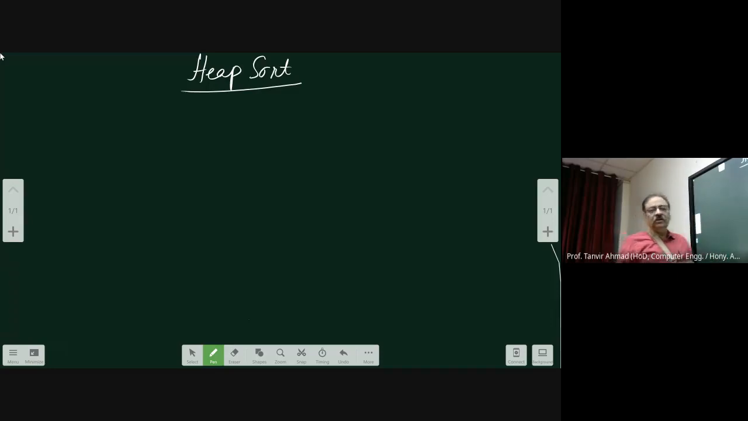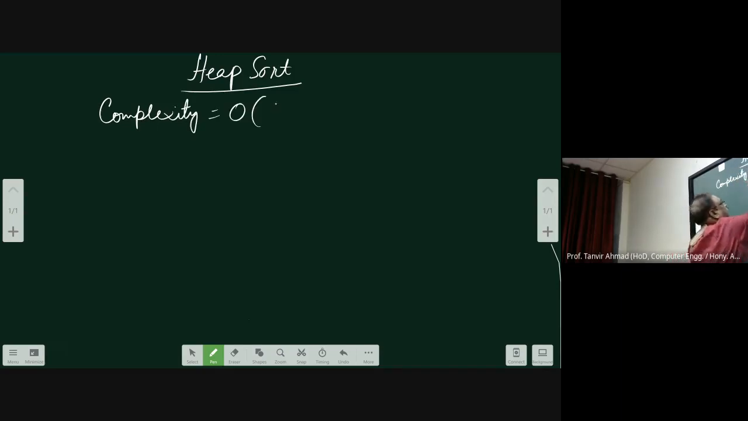Now this sorting algorithm is a very good algorithm because it has the best time complexity of order of n log n. And you know that algorithms which are having complexity of n log n are considered to be the best algorithms if they are based on comparisons.